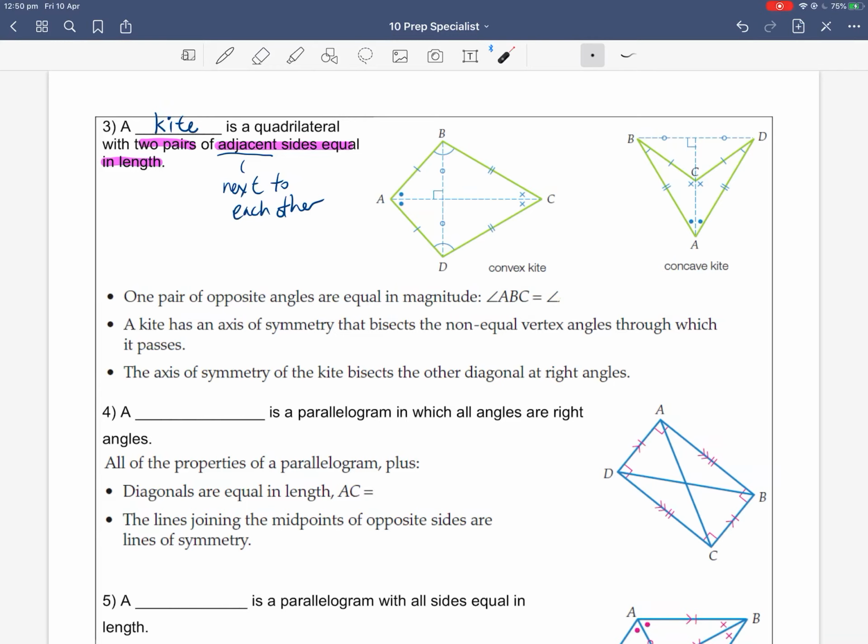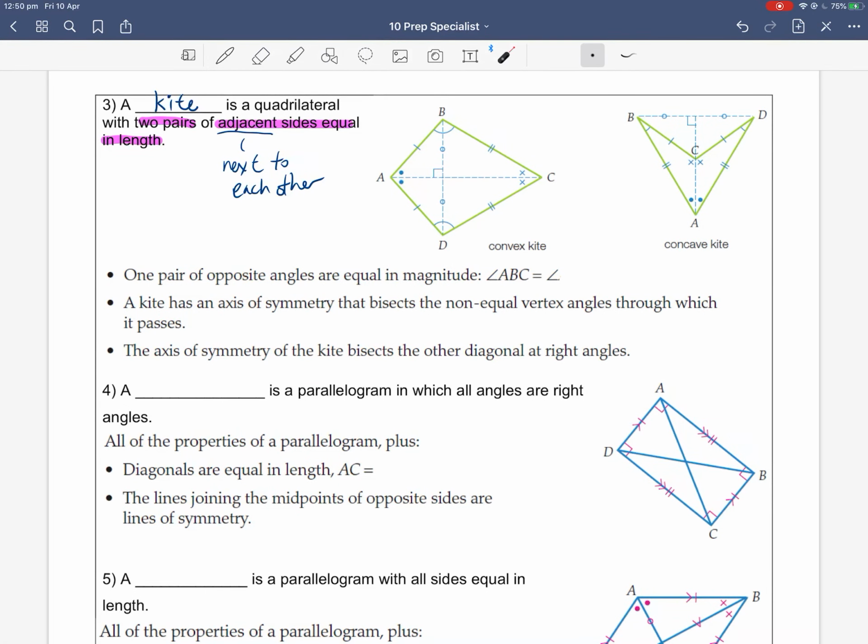You can have a convex kite where the pointy bit stretches out, or you can have a concave kite where it caves in, the pointy bit caves inside and goes inside. Regardless, your adjacent sides are still equal in length.